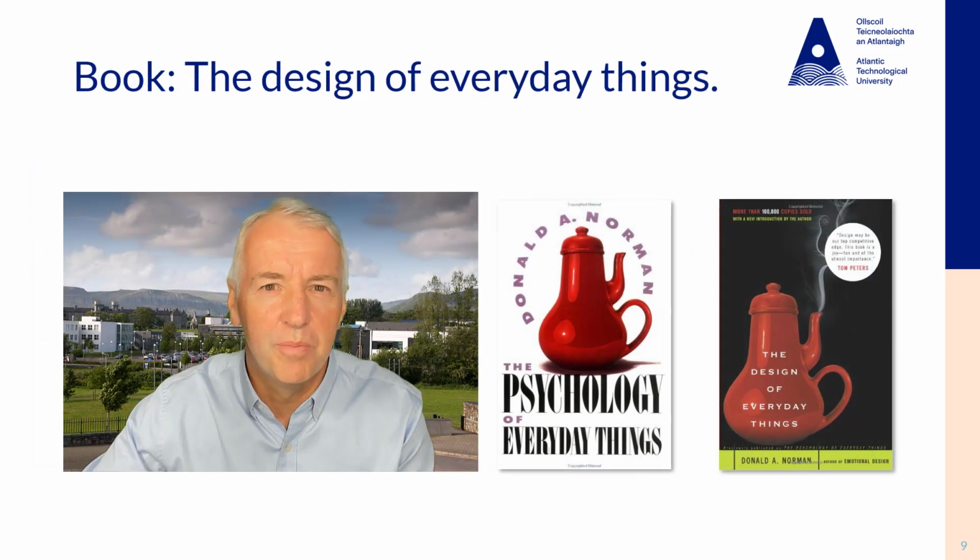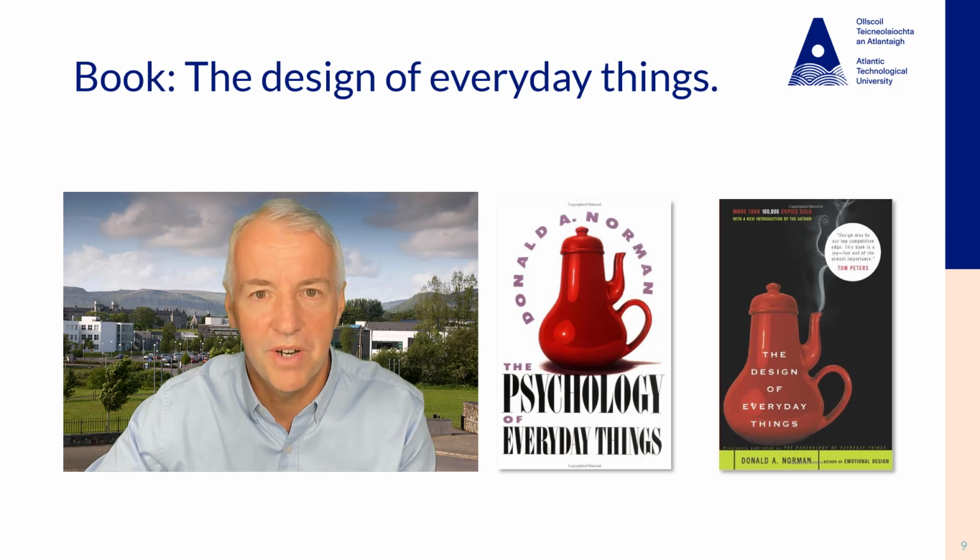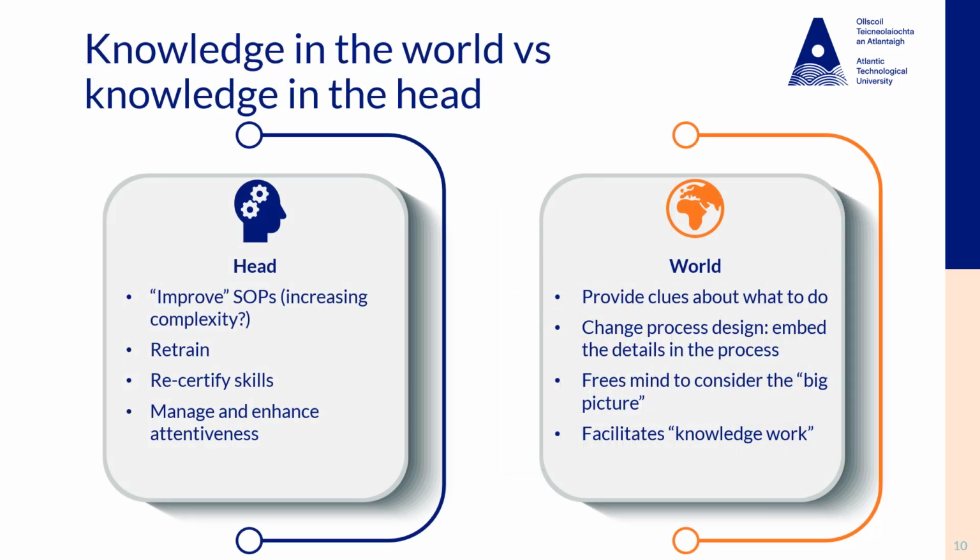Now, moving on to another book that I wanted to talk about. This was originally published by Don Norman as The Psychology of Everyday Things. It's been republished and reprinted as The Design of Everyday Things, and it looks at good product and process design. But what Don Norman really brought out in this book was this concept of putting knowledge in the world versus knowledge in the head. So what does that mean?